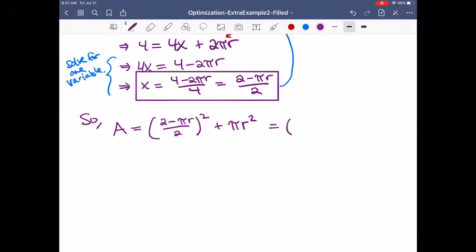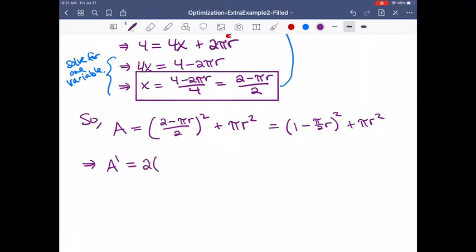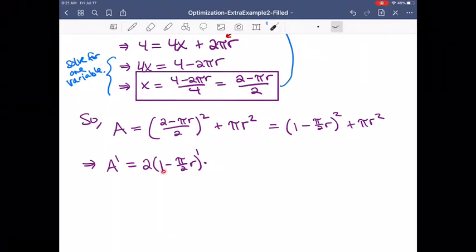So you could think of this fraction as 2 over 2 minus pi over 2 times r. Okay, that's going to be a little bit easier for me to work with. And that's squared plus pi r squared. So then A prime: we take the derivative of the first part, so we bring the 2 down, and then it's 1 minus pi over 2 r to the power 1, and then I have to multiply by the derivative of the inside. The derivative of 1 is 0, and the derivative of this part is the constant times r, so this is negative pi over 2. And then the derivative of the pi r squared is just 2 pi r.